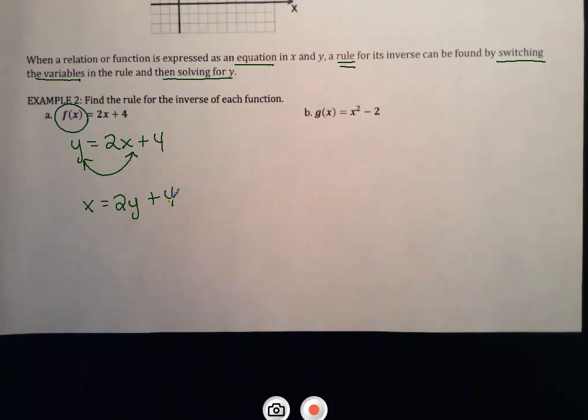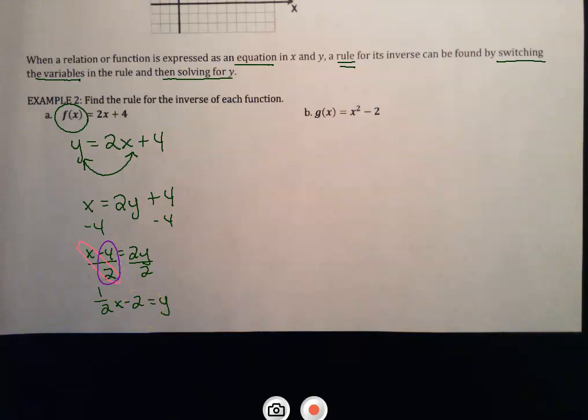So then if we solve this, we have minus 4, right? And so x minus 4 equals 2y. We would divide by 2. So we would have x minus 4 divided by 2 equals y. Actually, let's simplify this. 1/2 x minus 2 equals y. Because x divided by 2 is 1/2 x, and then negative 4 divided by 2 leaves us with negative 2.